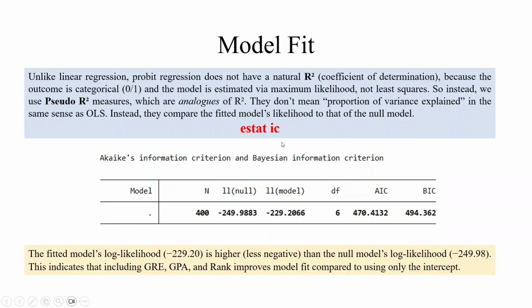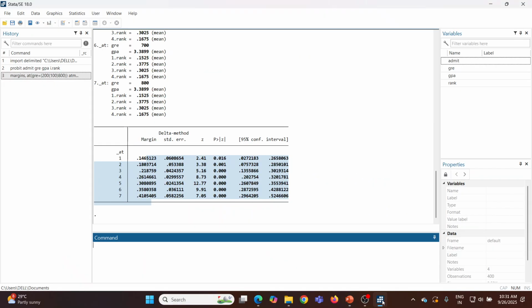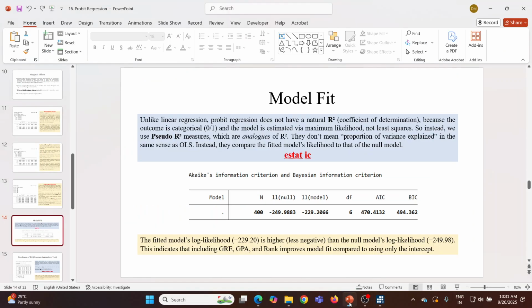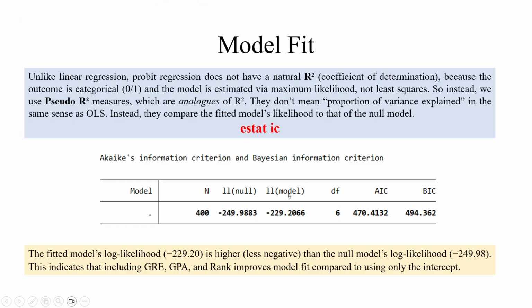What is the command? estat ic. That is the information criteria. estat ic. We got the output. Now let's do the interpretation. Log likelihood, null model, log likelihood for the model. The fitted model's log likelihood, minus 229, is higher, that is, less negative than the null model's log likelihood, minus 249. This indicates that including GRE, GPA, and rank improves the model fit compared to using only the intercept.